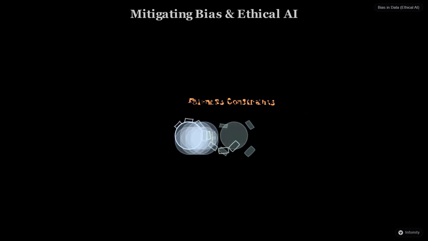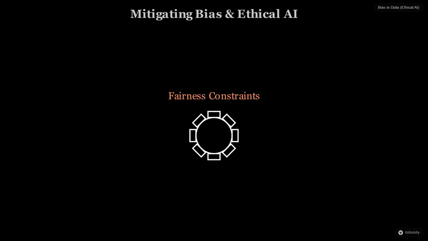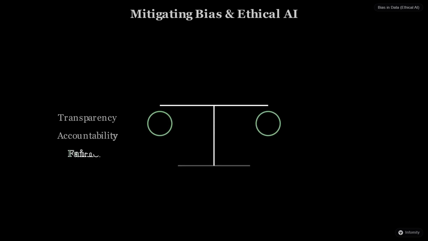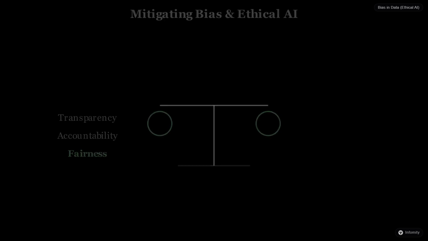Once bias is detected, the next challenge is mitigation. Strategies include data rebalancing techniques, like oversampling underrepresented groups or undersampling overrepresented ones to create a more balanced training set. Data augmentation can also generate synthetic data. During model development, we can incorporate fairness constraints that encourage equitable predictions. Ultimately, mitigating bias requires thoughtful data collection, continuous monitoring, and a commitment to building fair and accountable artificial intelligence systems.